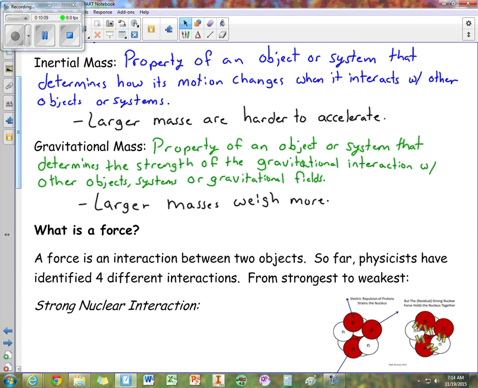So far, all experimental evidence tells us that inertial mass and gravitational mass are the same, which is kind of interesting. So really what it comes down to is how we take the measurement. We measure inertial masses by trying to accelerate objects, and we measure gravitational mass by weighing objects.